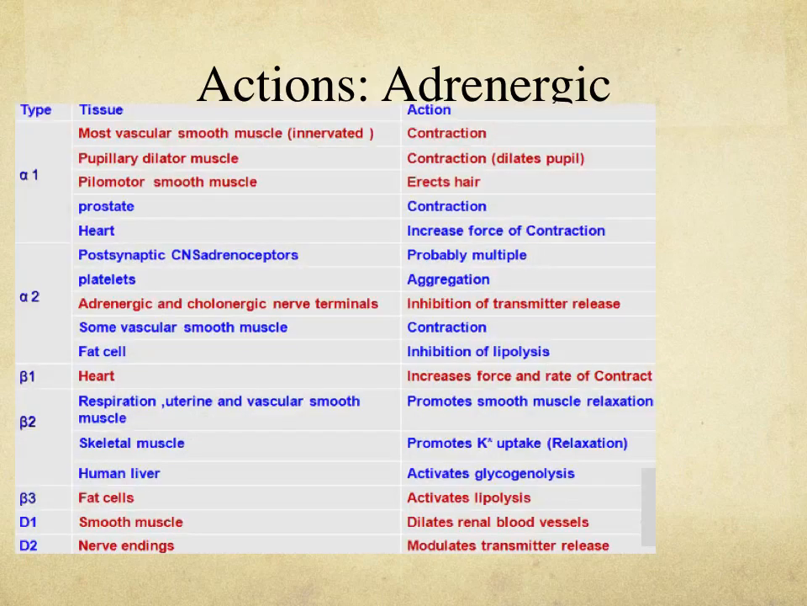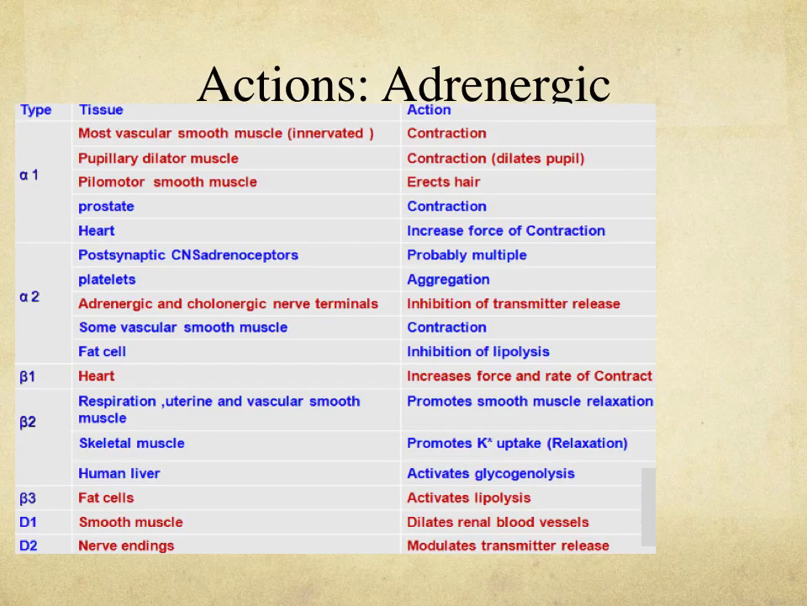So the actions that we see. Let's take a look at the alpha-1. Actions of the alpha-1 at the vascular smooth muscle: it's going to cause contraction, which is going to cause constriction of the blood vessels. For the pupillary muscles of the eye, it's going to cause contraction, which is going to dilate the pupil. For the erector pili muscle, it's going to cause contraction, which can cause erection of the hair follicle, actually contraction of the skin around the hair, making the hair look like it's standing up.